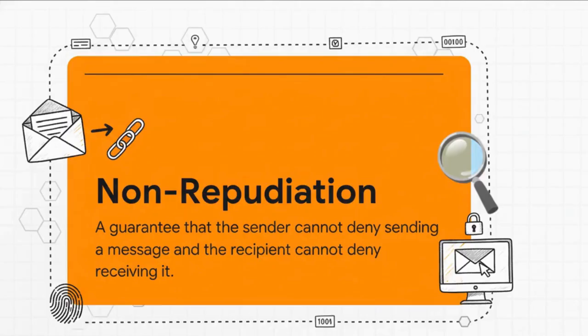Right, so the key here is proof. Proof of origin and proof of receipt. Imagine a big business deal gets finalized over email. If one person tries to back out later and claims, "I never sent that," non-repudiation is the mechanism, usually through a digital signature, that proves they absolutely did.